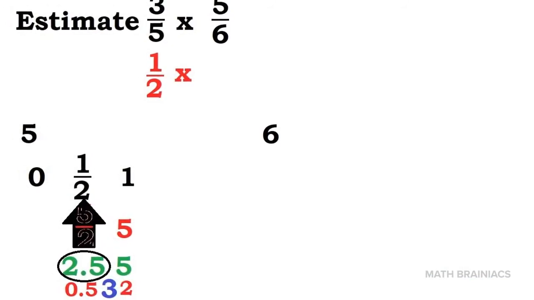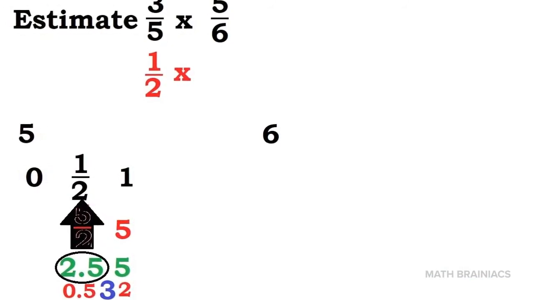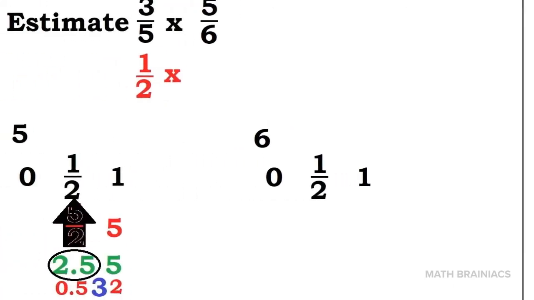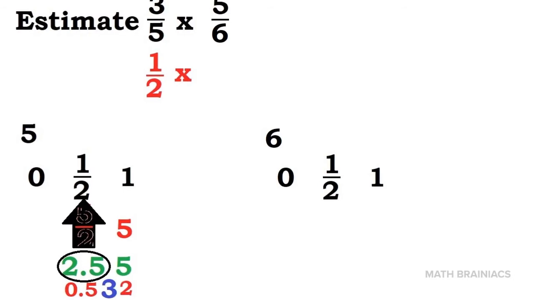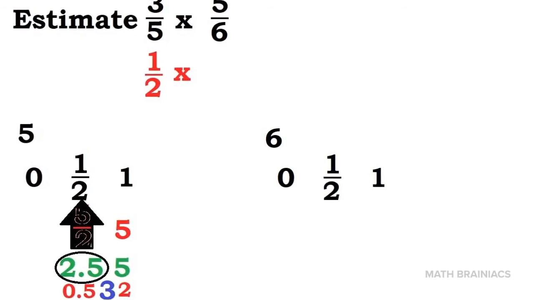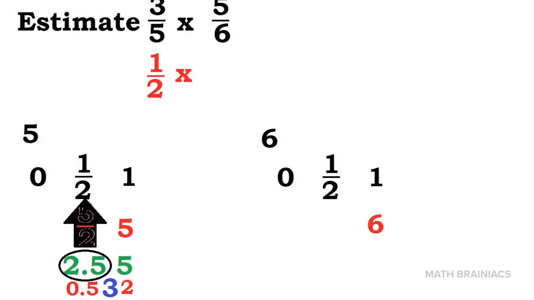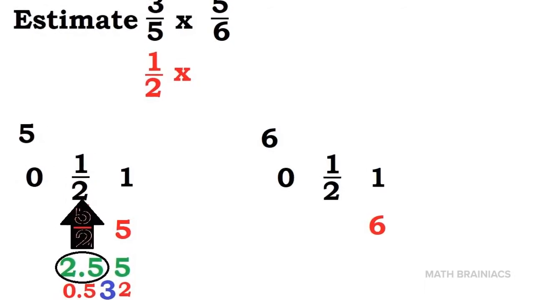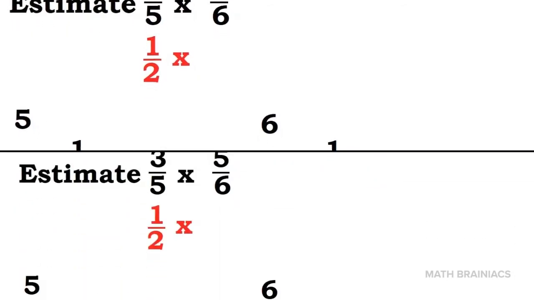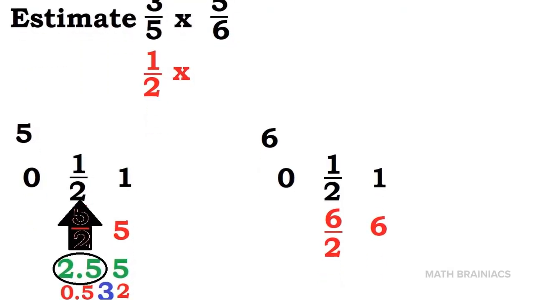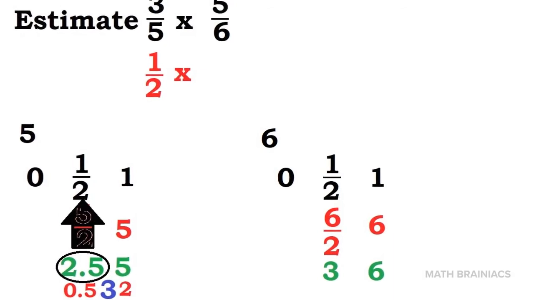Let us move to the second fraction, which is 5 over 6. The denominator is 6. And I want you to remember, the benchmark is 0, 1 half, and 1. If 6 is 1, we're going to take the half of 6. Accordingly, 6 divided by 2 will give us 3.